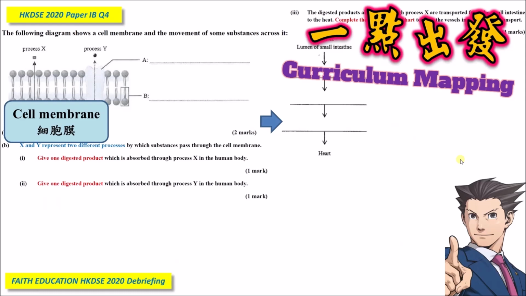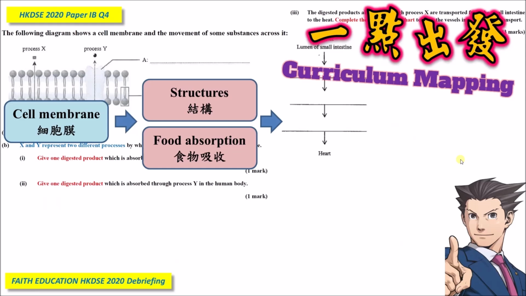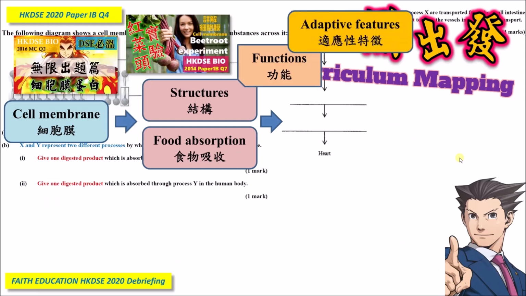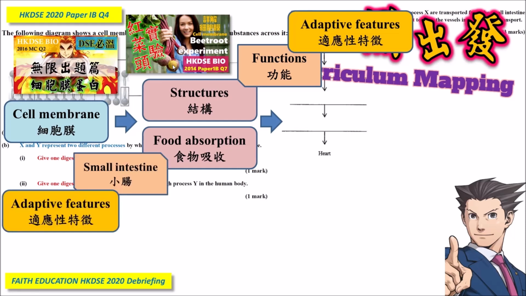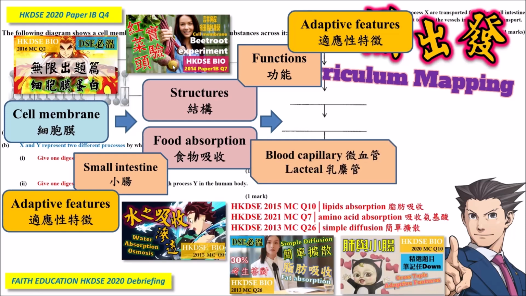So let's talk about the curriculum mapping. This question starts from the cell membrane and it checks the concept about the structure of the cell membrane and food absorption. For the structure, surely we need to talk about the function of the cell membrane and the adaptive features of the cell membrane. For the function of the membrane protein, we have a lot of questions, and for the phospholipid bilayer, we also have some experiment questions. And then for food absorption, we need to recall the adaptive features of the small intestine and also the villi. And after the food is absorbed into the villi, it either enters the blood capillary or the lacteal.